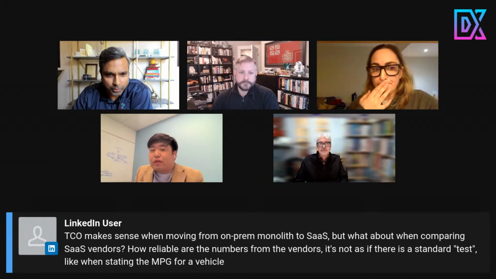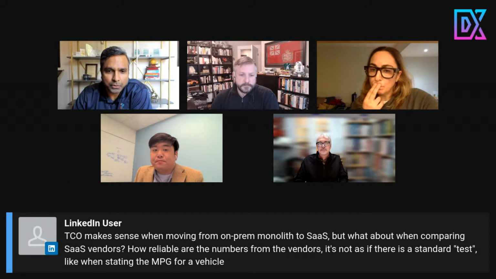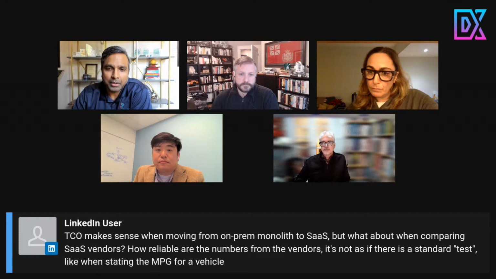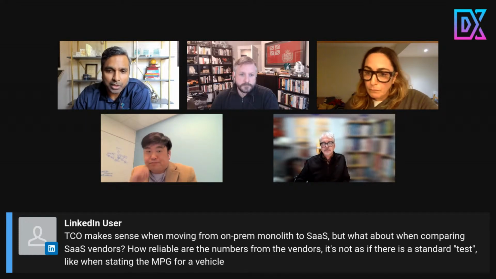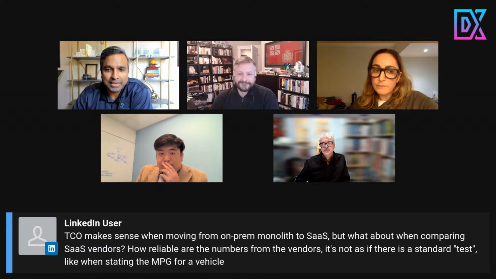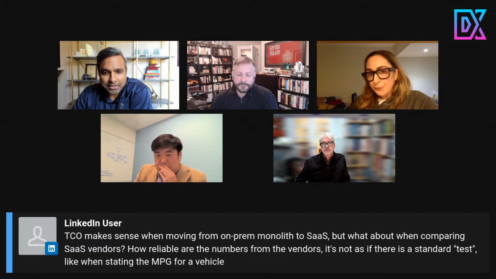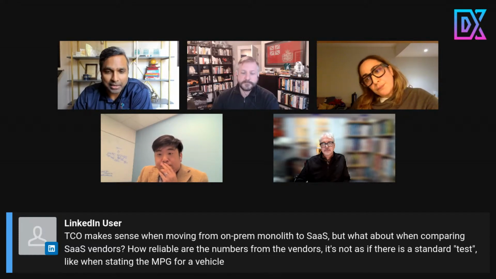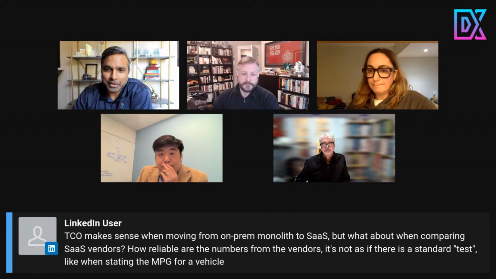So we have a question from LinkedIn. It says total cost of ownership makes sense when moving from on-prem monolith to SaaS, but what about comparing SaaS vendors? How reliable are the numbers from vendors? It's not as if it's a standard test like when stating the miles per gallon for a vehicle. What's your take on that?